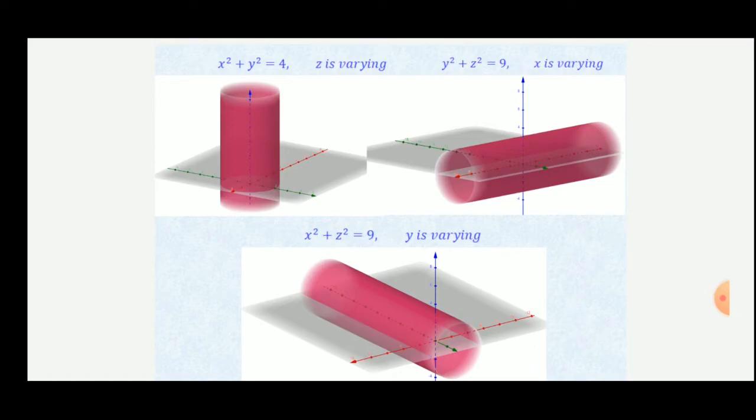The next one is y square plus z square equal to 9. So it is a cylinder along x-axis. The red axis is x-axis, the green axis is y-axis, and the blue axis is z-axis. So the second one is cylinder along x-axis. X is varying from minus infinity to plus infinity. So try to find out what will be the level curve for this graph. For third one also, please try to find out what are the level curves.